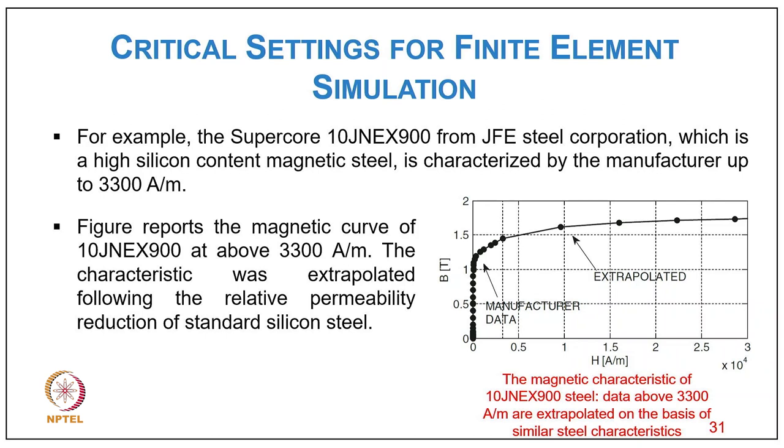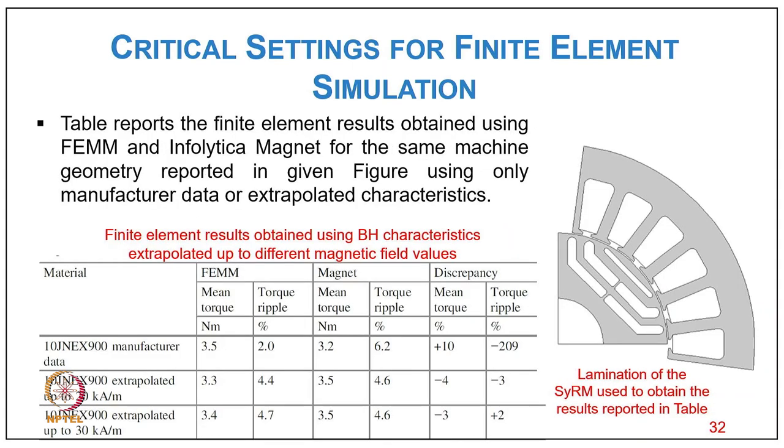Here you can see how the magnetization characteristic with the manufacturer data and extrapolated, typically of this steel about 3000, and extrapolated on the basis of similar steel characteristics. So, the tables show the finite element results obtained using the finite element and Infolytica Magnet for the same machine geometry reported in the given figure using only the manufacturer data and extrapolated characteristic. You can just see the discrepancy. In some cases it is a large discrepancy, in some cases it is not a large discrepancy, as you can see from the data.